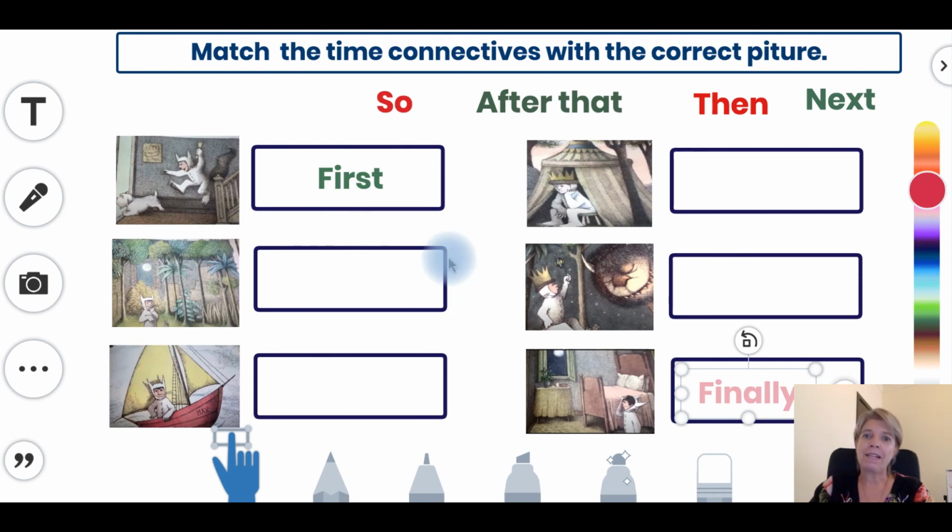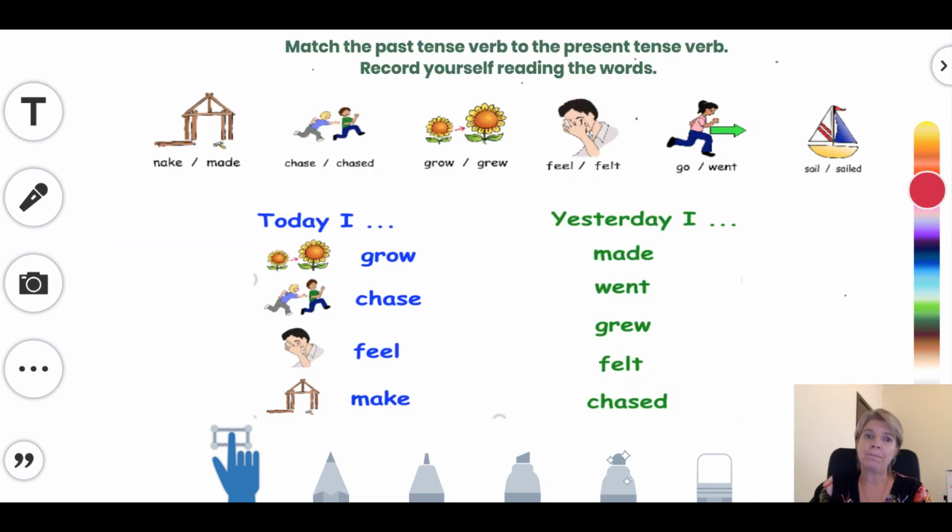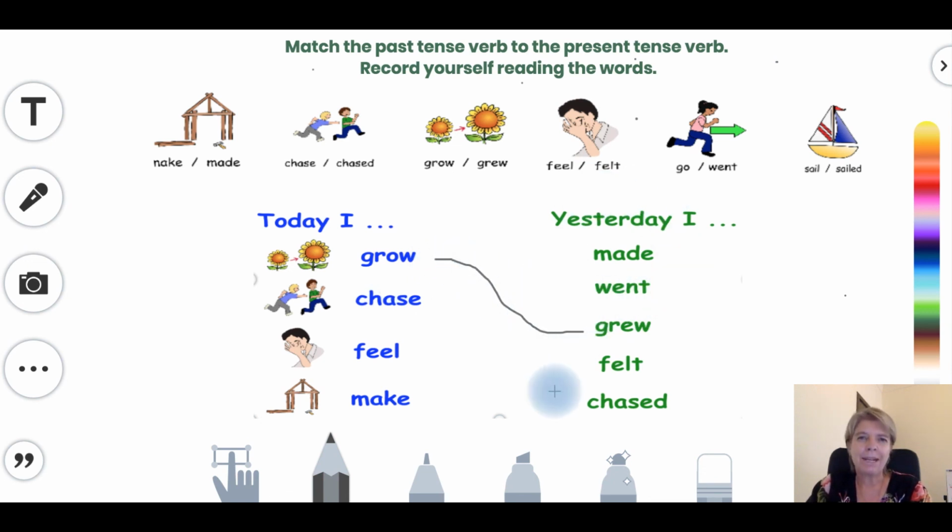Some of you have another page to do, and it's this page. On this page, it asks you to match the past tense verbs to the present tense verb. So, we've done this before, we did it last week. You need to draw a line from today I grow, yesterday I... What did you do? Yesterday I grew. Now have a look, I made it a little bit tricky for you because there are 4 verbs and 5 answers. So be careful, I'm trying to trick you. Have fun, children.